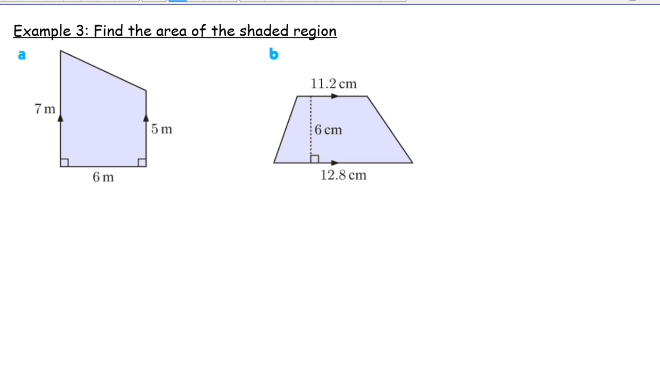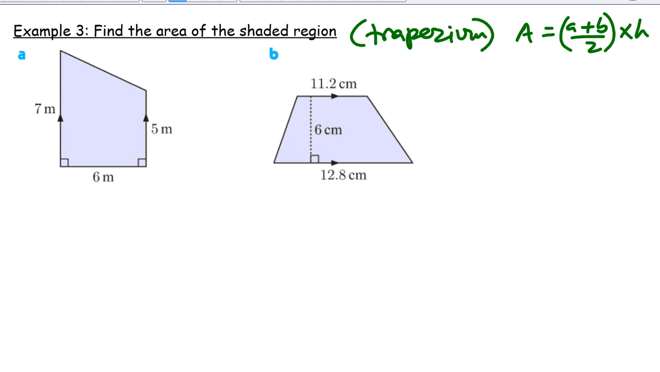Next, we are going to look at how to find the area of these shapes as well. Now, these shapes are trapeziums. Now, what you need to do is to identify what A and B is. If you remember the area for trapezium, A is equal to A plus B divided by 2 multiplied by height, or a half A plus B multiplied by height. So what you need to identify is what A is and B is. Doesn't matter which one is A and B, and that is height.